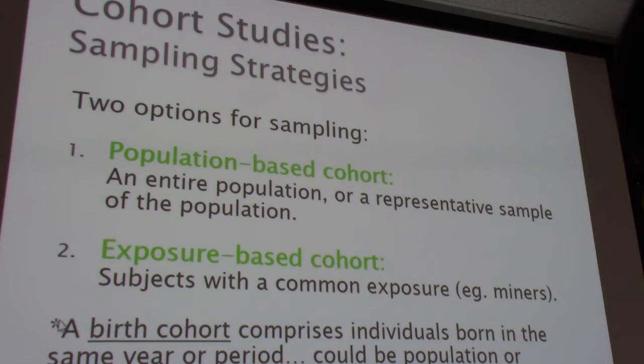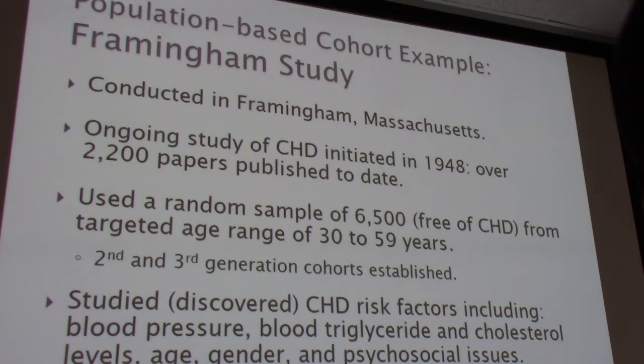A birth cohort is individuals born in the same year or time period, and that could be population-based or exposure-based. The child study is kind of representative of Canada, but you might do a birth cohort of people born to miners, for example, or people born with a particular exposure. One very famous study, has anyone heard of the Framingham study? This is a cohort study done in Framingham, Massachusetts.